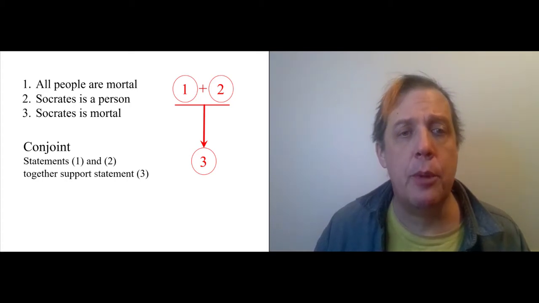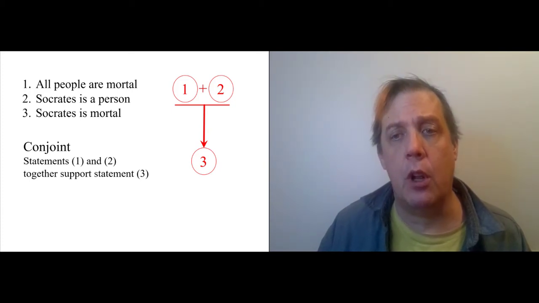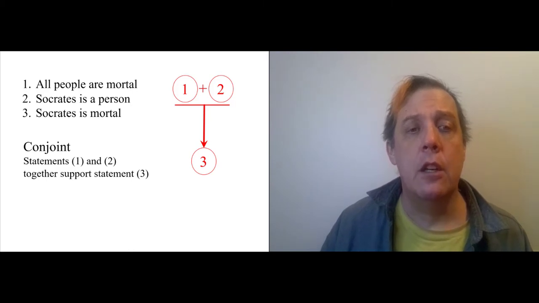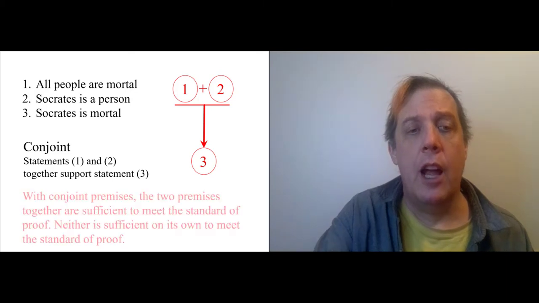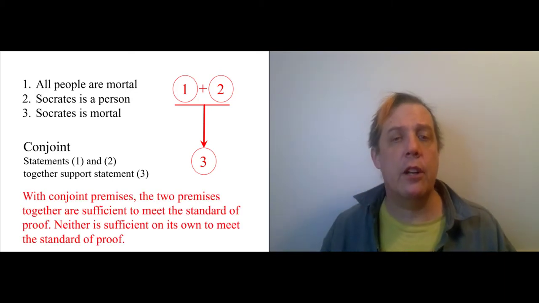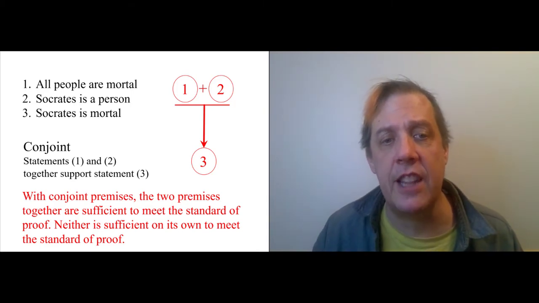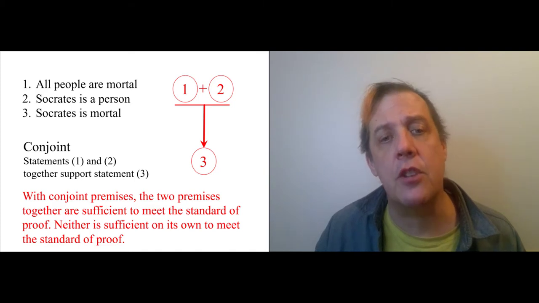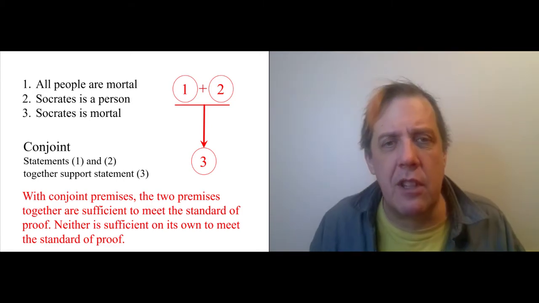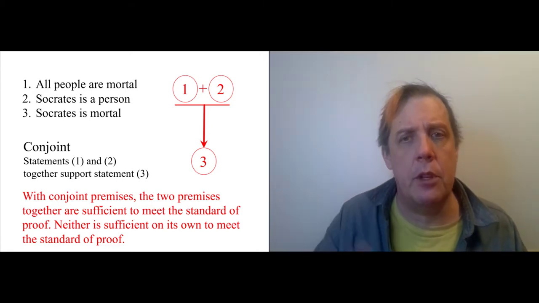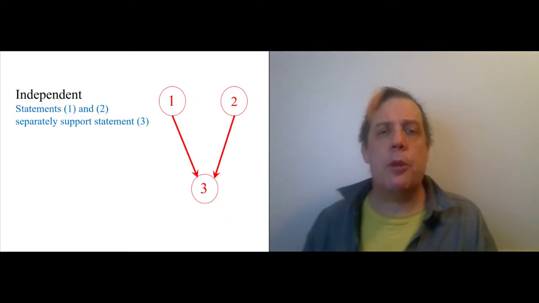Statement 1, all people are mortal, doesn't tell you anything about the conclusion, Socrates is mortal, unless you throw in a statement 2. So statements 1 and 2 are both required, and what we say is they're both required to give you sufficient evidence to meet the standard of proof in that context, and neither on its own is enough to meet the standard of proof. And in this case, they don't really do anything on their own. They're just blank.